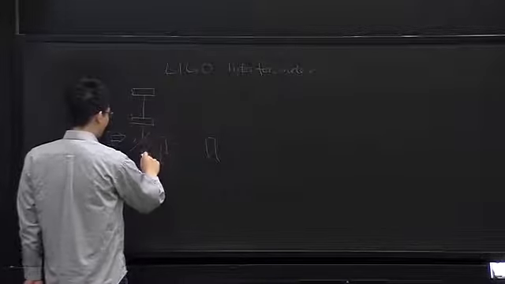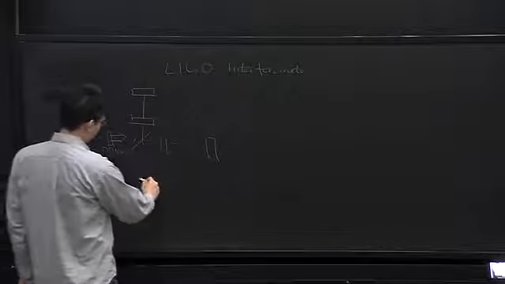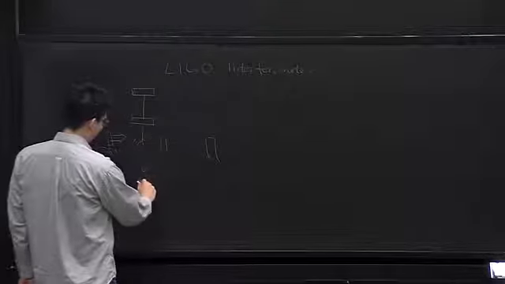And if everything is perfect, you are not supposed to detect anything on this port. Okay. So this is called the bright port. And this is called the dark port. Why is it called dark port? Because it's dark. There's no light coming out, because they try to make the interference destructive, right?